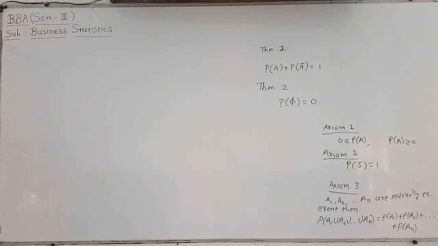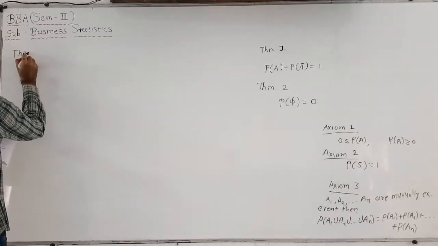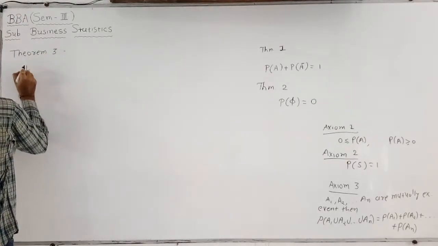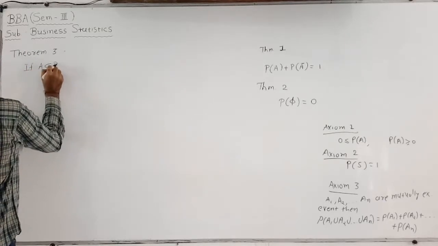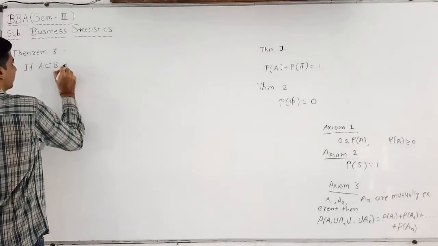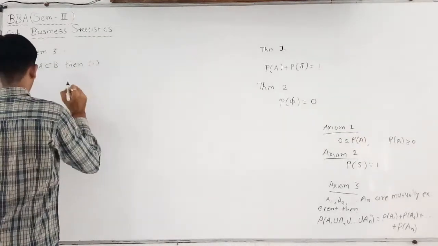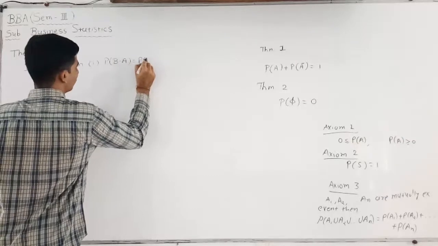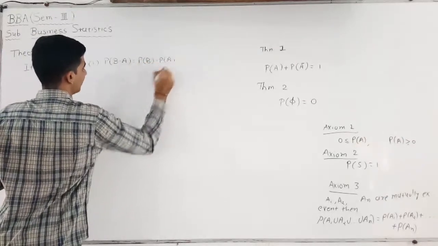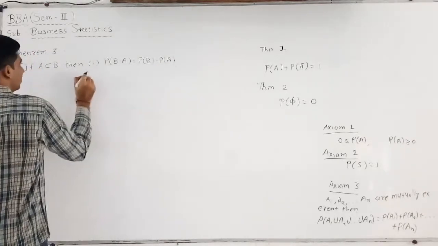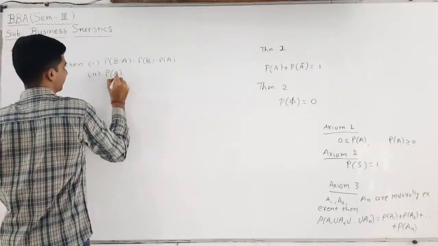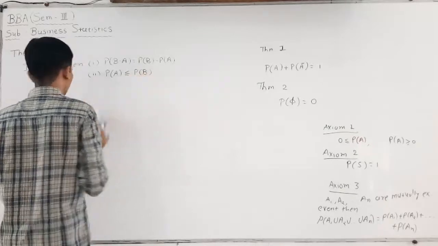Statement of theorem number 3. If A is a subset of B, then first, P of B minus A is equal to P of B minus P of A, and second, P of A is less than or equal to P of B.